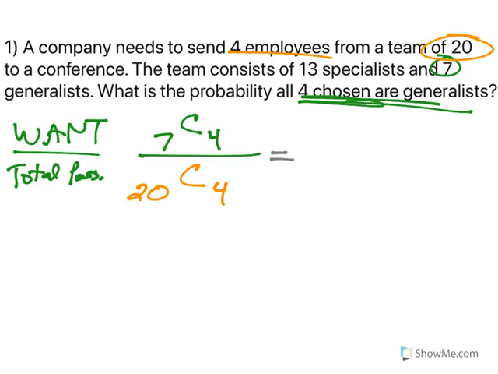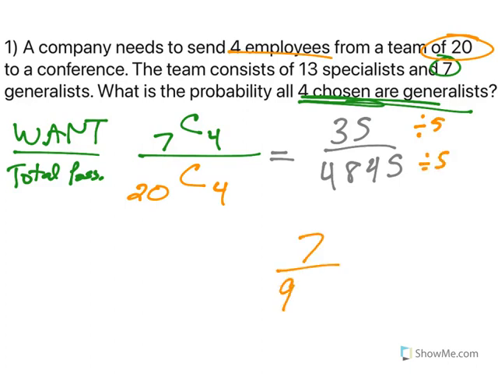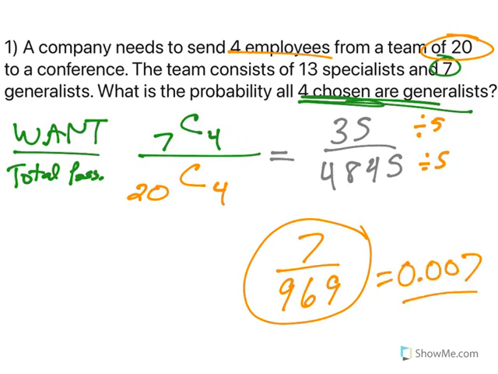Calculating this, 7C4 gives me 35, and 20C4 gives me 4,845. To reduce this, I'm going to divide both the top and the bottom by 5, and I end up with a fraction of 7 over 969. That is the probability of this happening, reduced fraction. If you change this to a decimal, you get like 0.007.